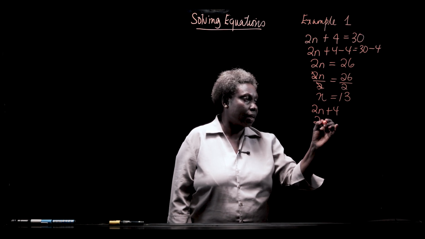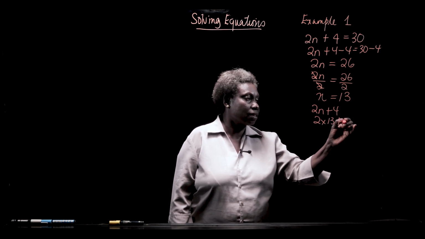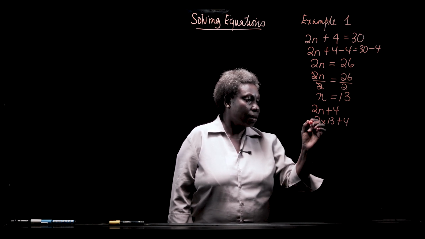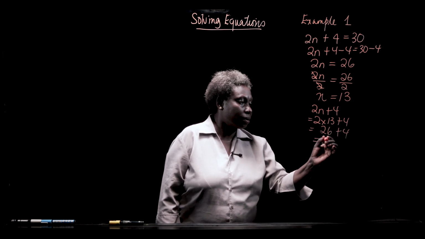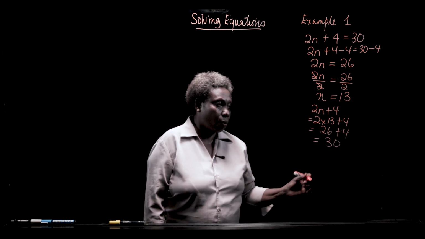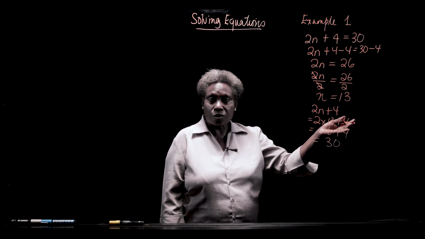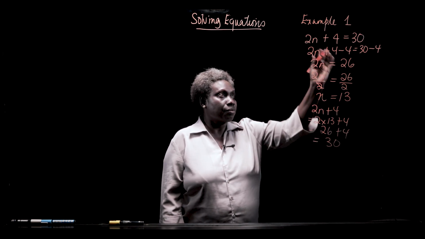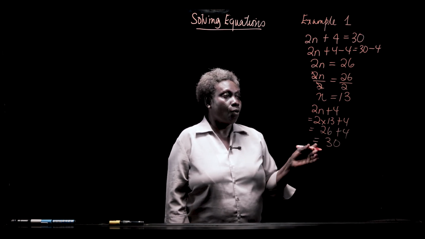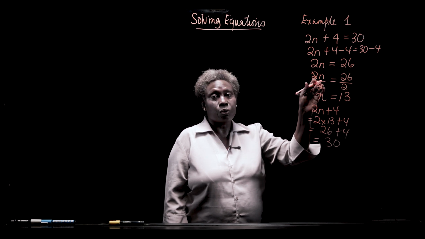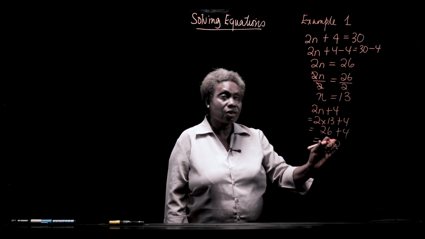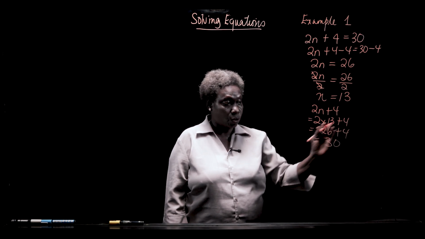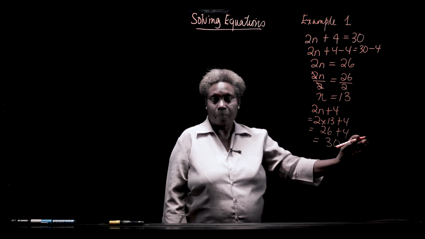So we have 2 times 13 plus 4, which is equal to 26 plus 4, and that is equal to 30. So when we substitute n equals 13 into 2n plus 4, we get 30, which is equal to the right-hand side. So this is a balanced equation.